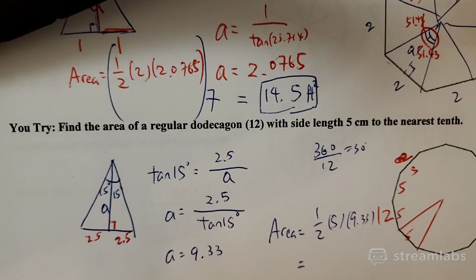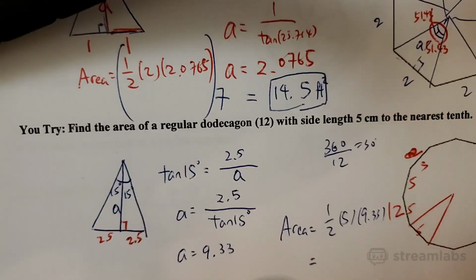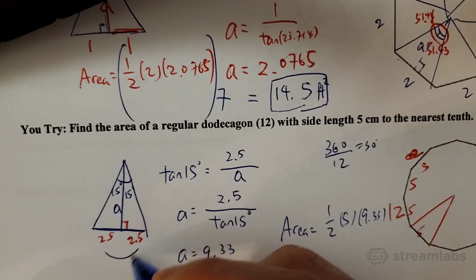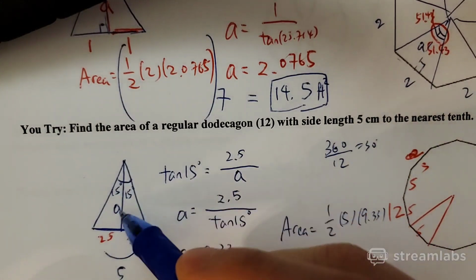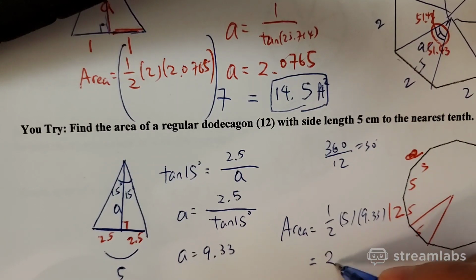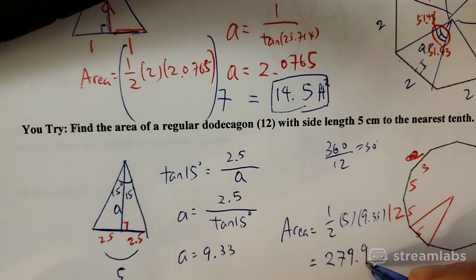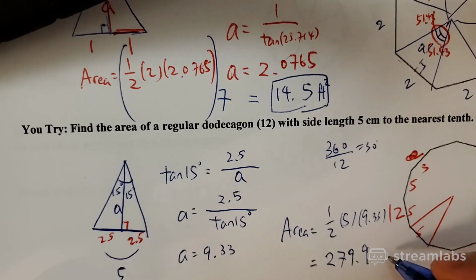Wait, how come I got like 279.9? Did I do something wrong? Oh, because the base was 5, right? But to get the apothem, you cut in half. I got 279.9 cm squared.